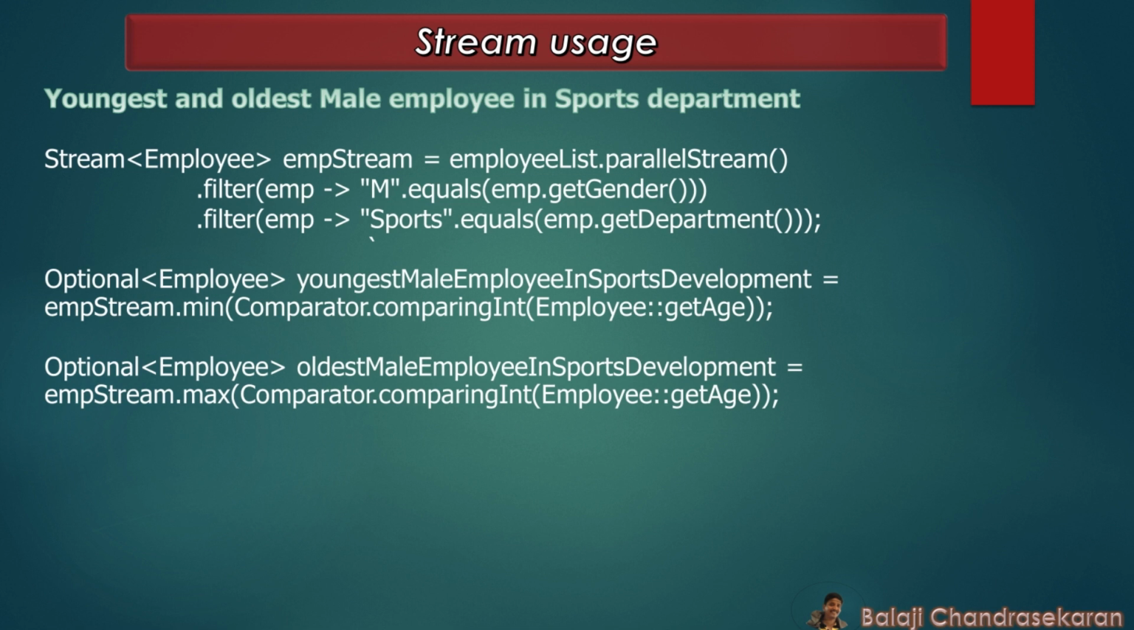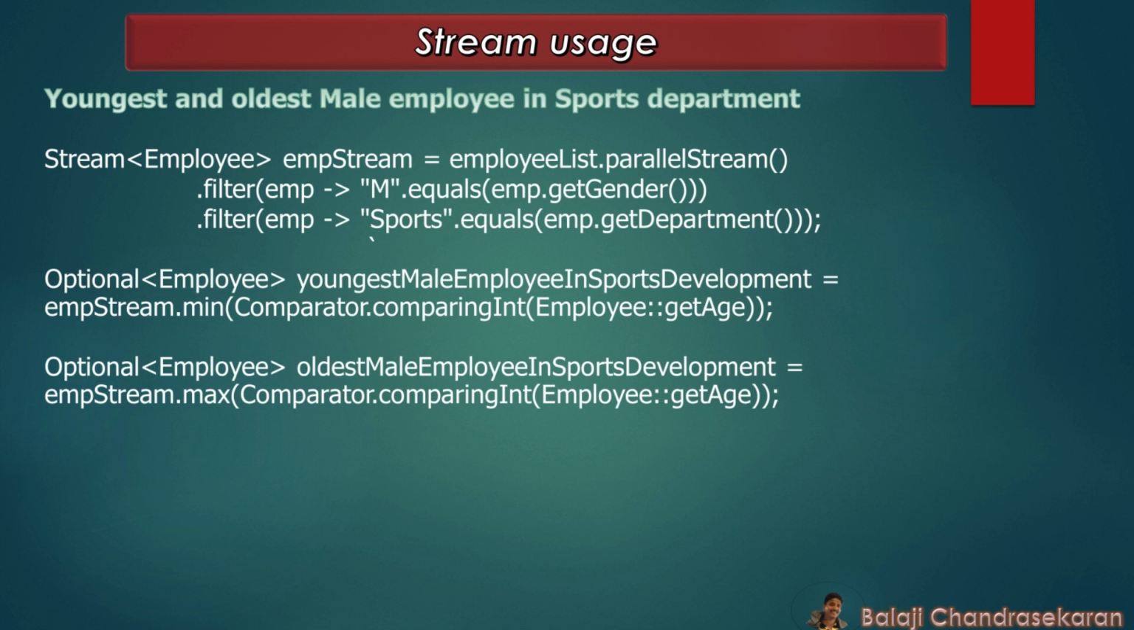I applied two filter methods, which are intermediate operations on this stream. The first filter method takes a predicate to filter the male employees. The second filter operation takes a predicate to filter the sports department employees from the previous stream data, thus acting as a chain of operations. The filter operations return a new stream containing only the elements that satisfy the given predicates.